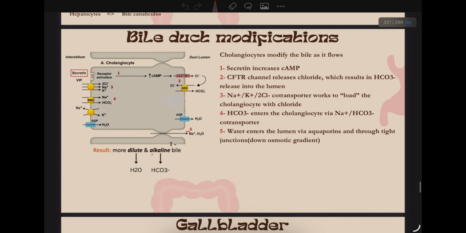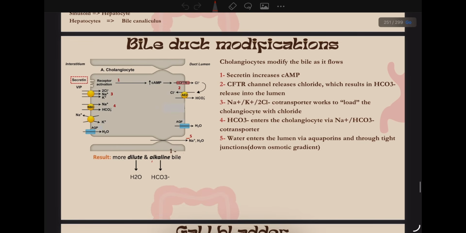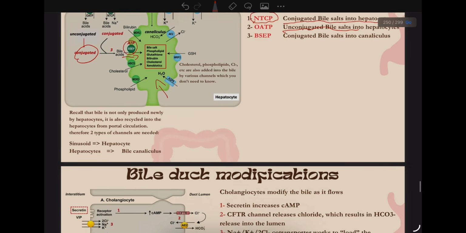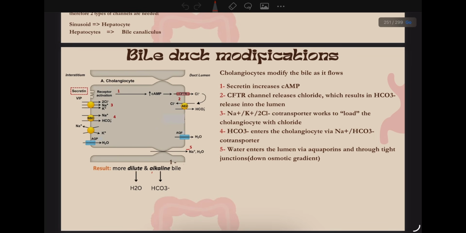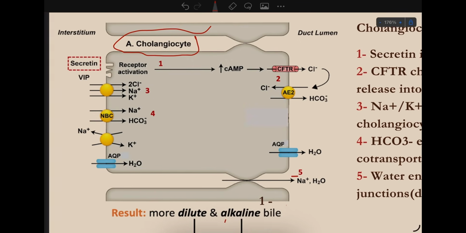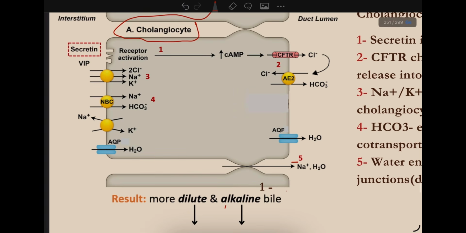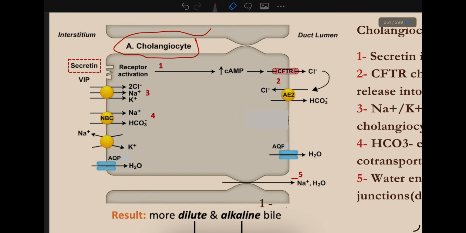Anyways, the modifications that are happening in the bile duct. We said that we will secrete it from the hepatocytes, and we understood what happened. Now, what happens to the bile that's secreted in the bile ducts? We will modify it, right? First of all, this is a cholangiocyte. I want you to see something. We want the bile that we secrete to be dilute and alkaline. Dilute and alkaline. How will we do that?